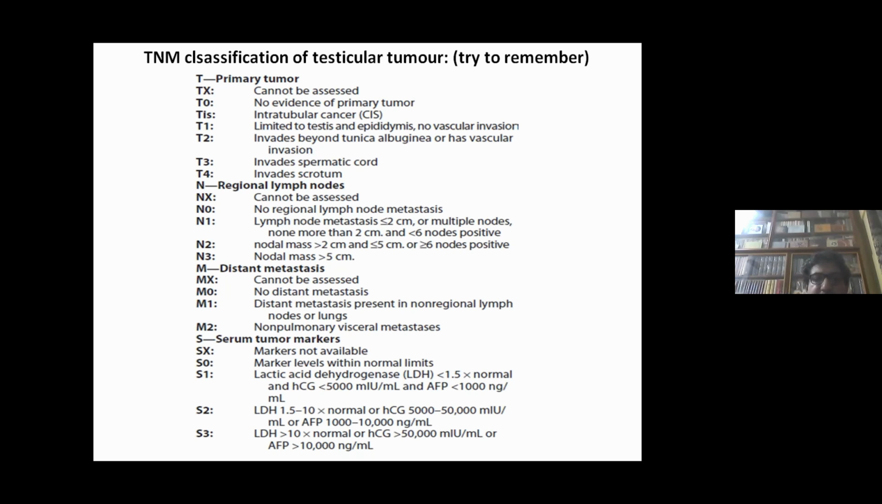In S2, LDH is 1.5 to 10 times normal or HCG 5000 to 50,000 MIU per ml or AFP 1000 to 10,000 nanogram per ml. S3 is LDH more than 10 times normal, HCG more than 50,000 and AFP more than 10,000.